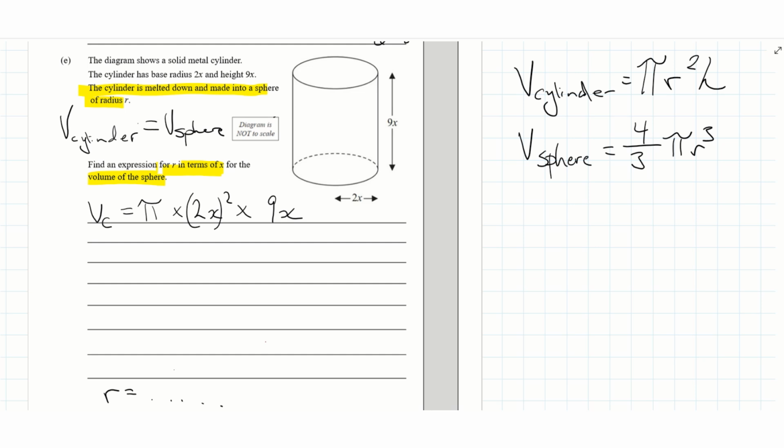Those brackets are going to change everything because without the brackets, this is the same as 2x squared. But with the brackets, this is the same as 4x squared. So those brackets make a huge difference. Okay, let's go ahead and figure out what we're going to do next. I'm going to do volume of cylinder is equal to pi times 4x squared times 9x.